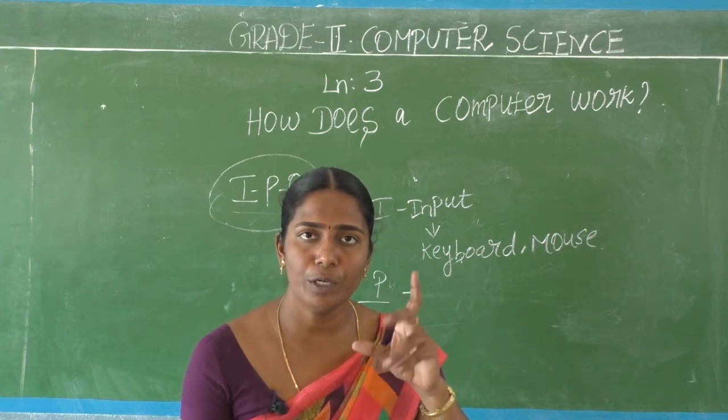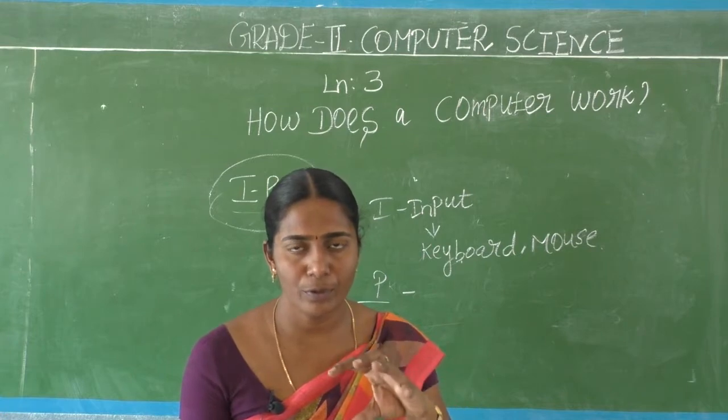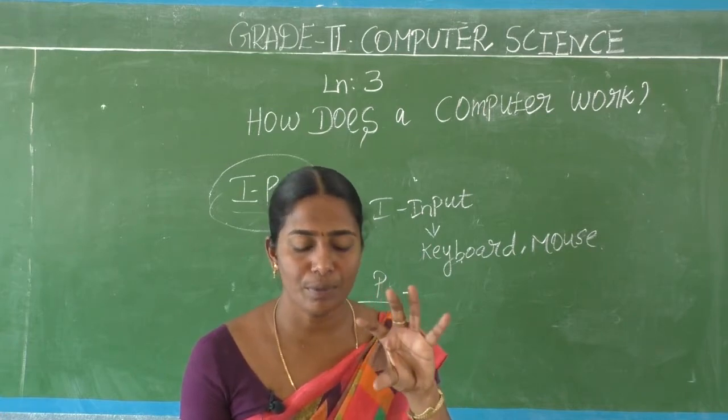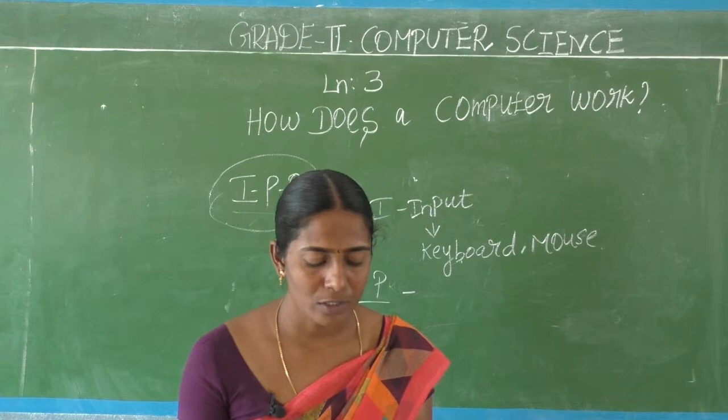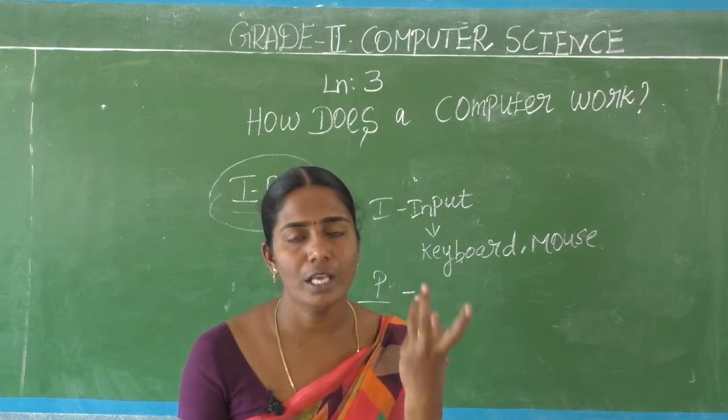Which one gives the input? Keyboard and mouse give the input. After the CPU does the processing, it is called processing. It's okay. See next one, output. We will get that result shown on the monitor, it is called the output.